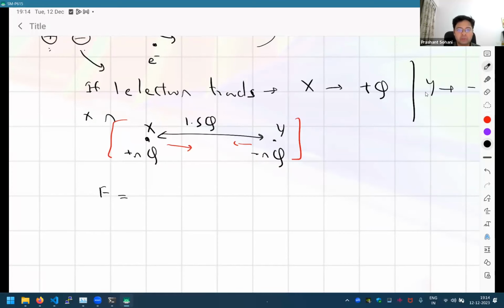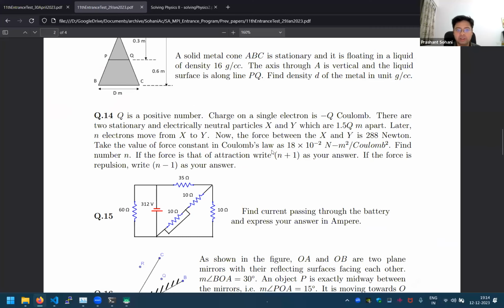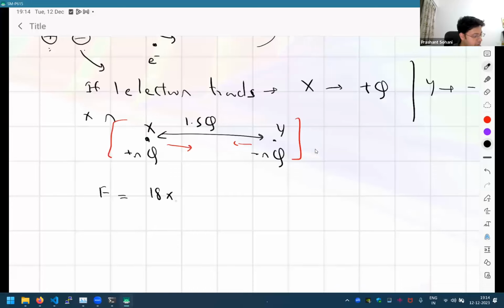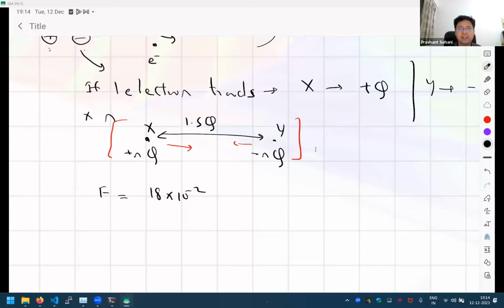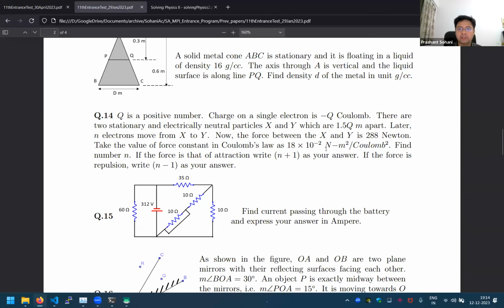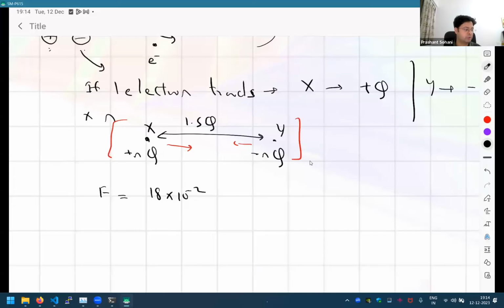So it is going to be Coulomb's constant, which is given to be 18 into 10 raised to minus 2, right? 18 into 10 raised to minus 2. And I won't write the units here because they have nicely aligned everything to the MKS system. So everything is in newtons, meters, coulomb. So I don't have to worry about the units here. Into the product of the two charges. So the first charge is nq. And here I'm only going to take the magnitude because we are going to handle the sign separately.